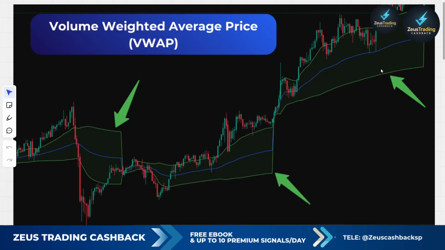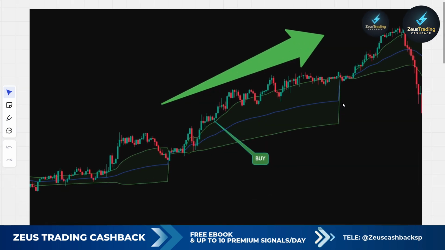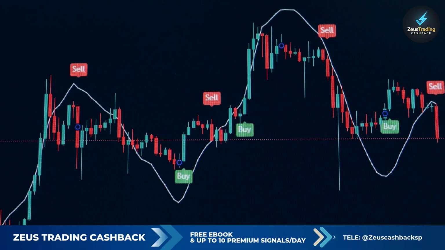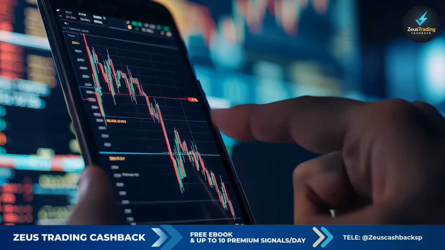In simple terms, the more traders that buy or sell at a certain price, the more important that level becomes in the VWAP calculation. That means VWAP gives you the true average price where the majority of the market's money is flowing. When price is above VWAP, it shows buyers are in control. When price is below VWAP, sellers dominate. But here's the magic: VWAP doesn't reset every few candles like an SMA or EMA. It's cumulative. It builds over the entire trading session, giving you a complete picture of where fair value really is.